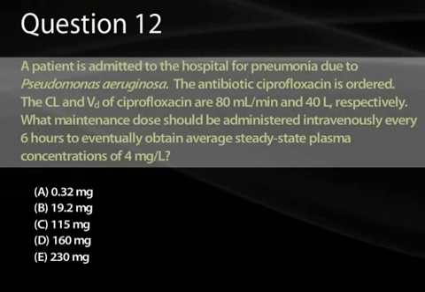A patient is admitted to the hospital for pneumonia due to Pseudomonas aeruginosa. The antibiotic Cipro is ordered. The clearance and the volume of distribution of Cipro are 80 mils per minute and 40 liters respectively. Which maintenance dose should be administered intravenously every 6 hours to eventually obtain a steady state concentration of 4 milligrams per liter?